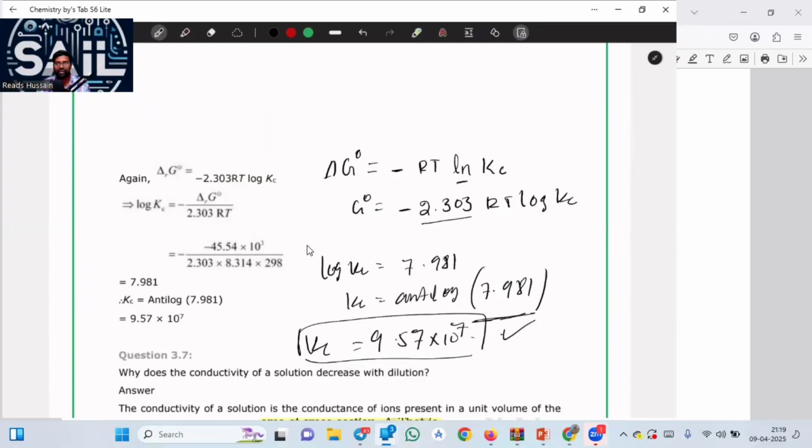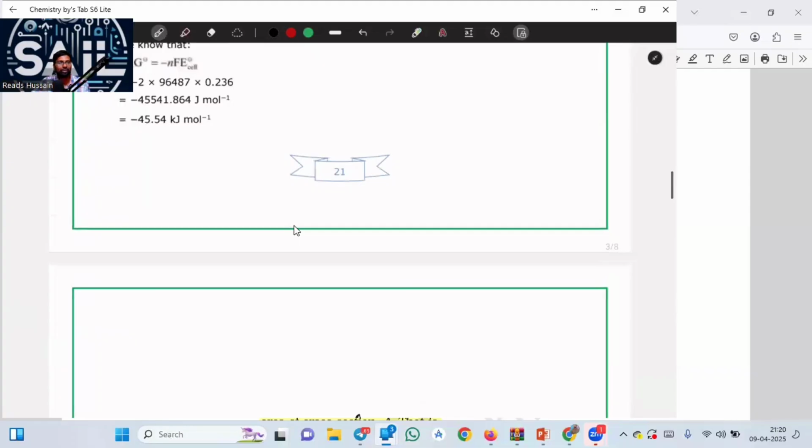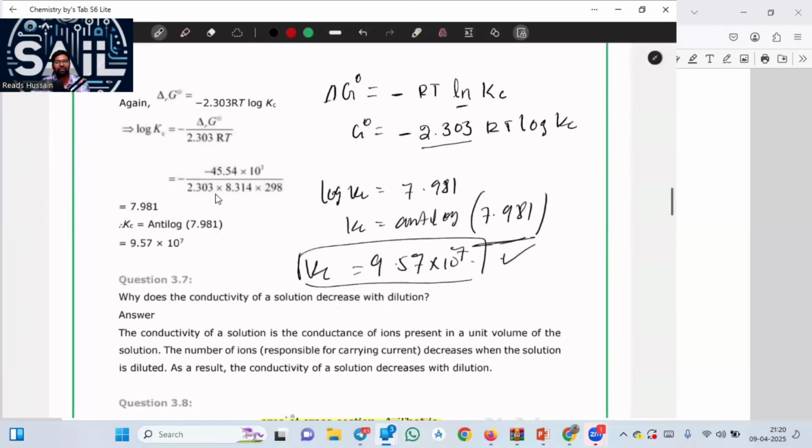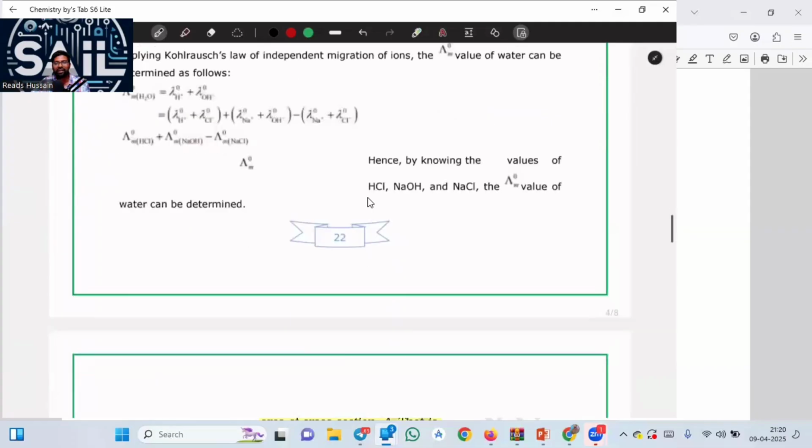Here basically the important thing is you have to be perfect with the formulas, and you have to understand where we need to apply each formula. In today's class we got 2 important formulas related to delta G naught. Delta G naught is equal to minus N F E naught, and the second formula that we have used just now, delta G naught is equal to minus 2.303 RT log Kc. This gives the relationship between Gibbs free energy and the equilibrium constant.